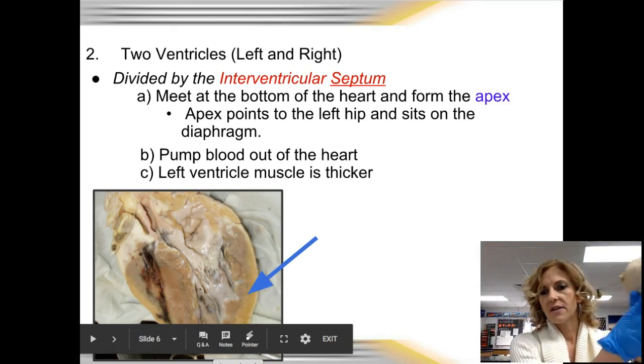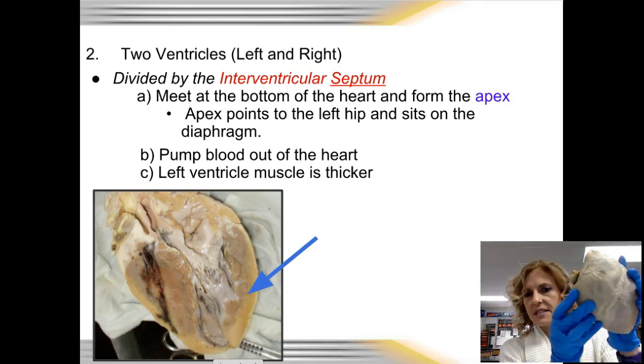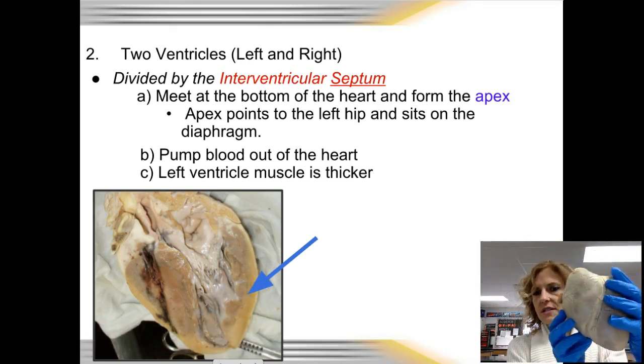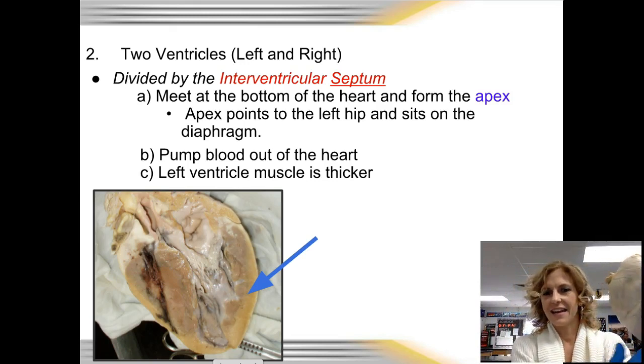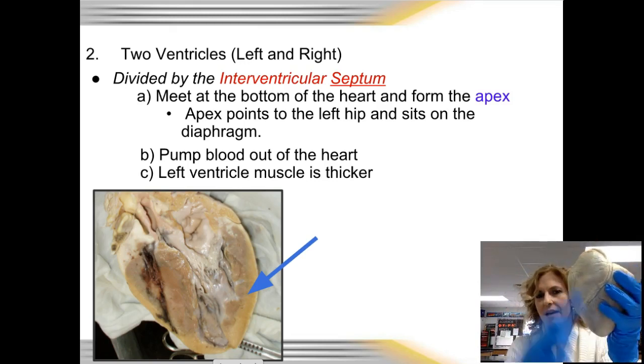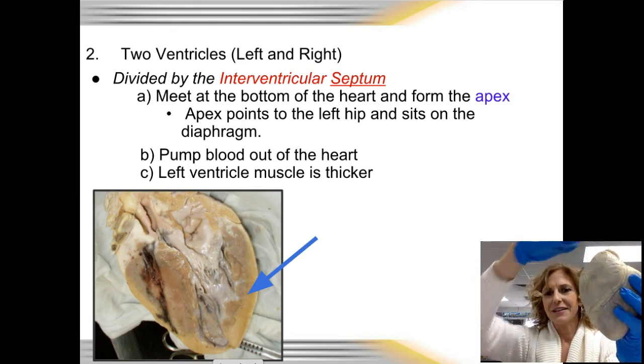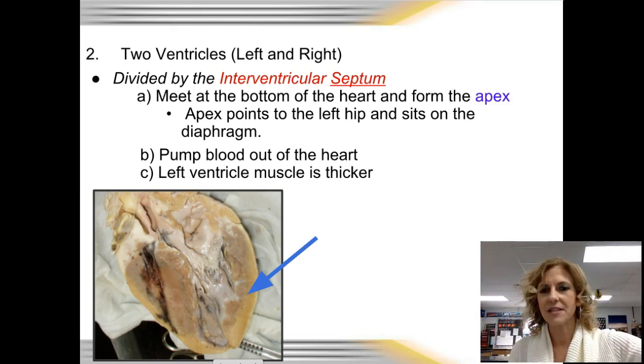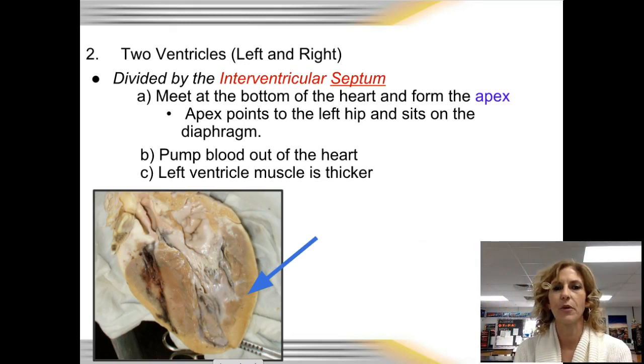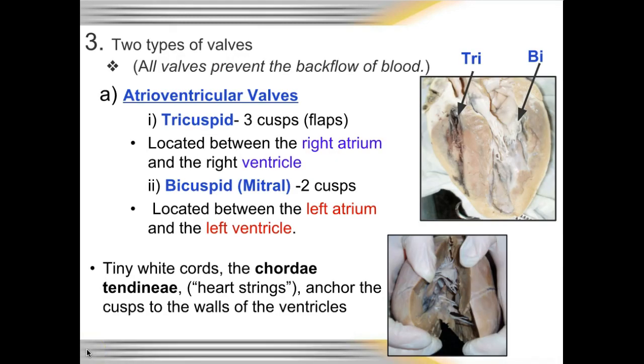So here's my pig heart. You can see the ventricles and then the apex at the bottom. The top of the heart is called the base. Normally you think of a base at the bottom of something, but it's at the top. That's the flattened portion. In between your atrium and your ventricle, you have valves.